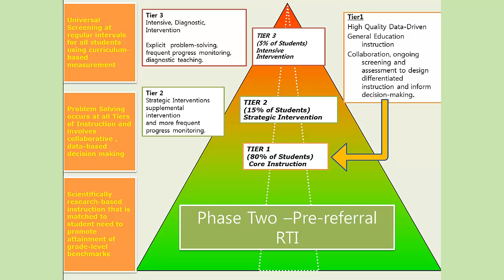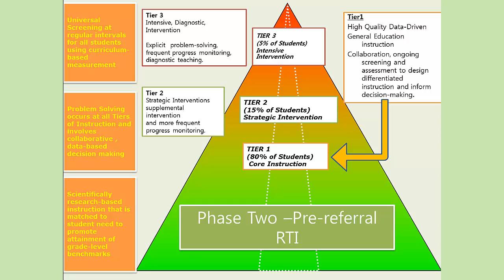RTI provides 3 levels of intervention for students who are experiencing problems. Generally, the first level, Tier 1, is focused on utilizing high-quality general education instruction in the core curriculum with all the students. RTI theorizes that around 80% of all students will respond positively to core curriculum and behavioral systems.